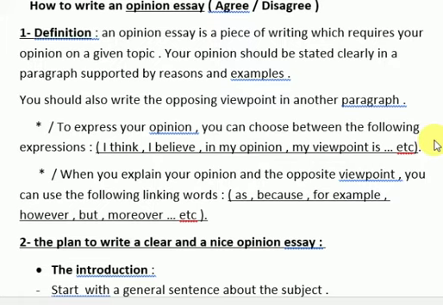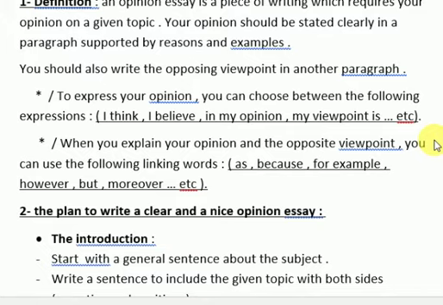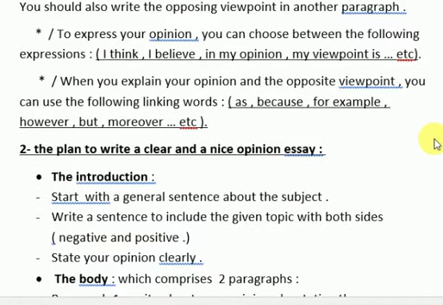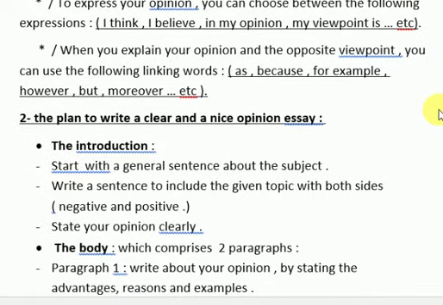So the plan to write a clear and nice opinion essay is that you have to follow the following points. To start with the introduction, you start with a general sentence about the subject. Write a sentence to include the given topic with both sides, the negative and the positive side. You state your opinion clearly, okay, if you agree or if you are for or against the given topic.